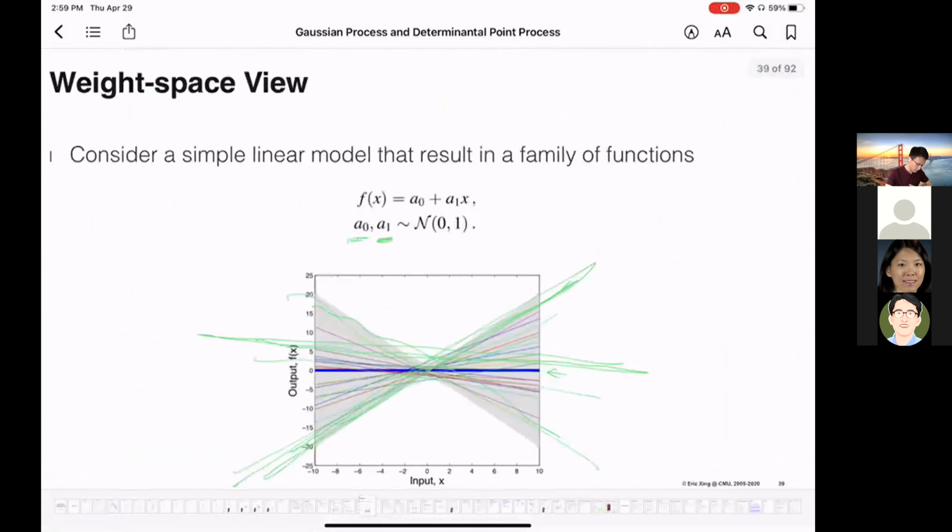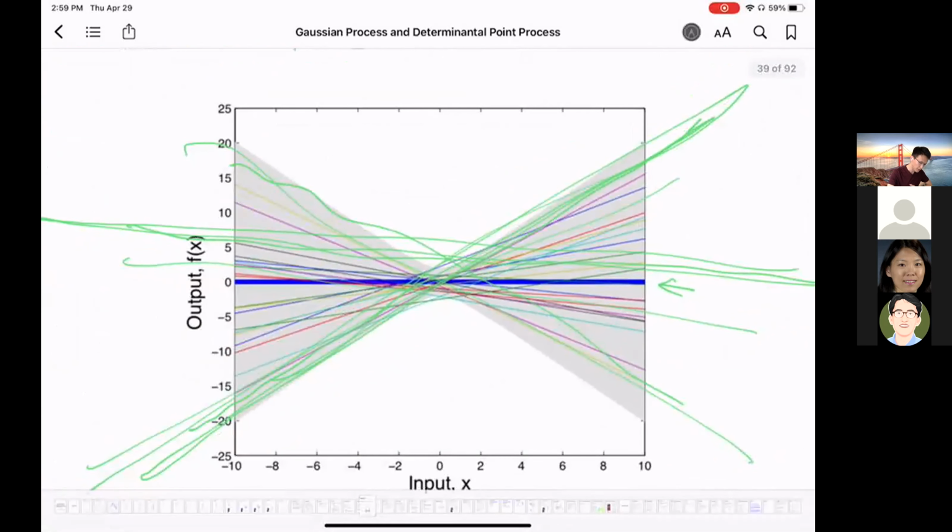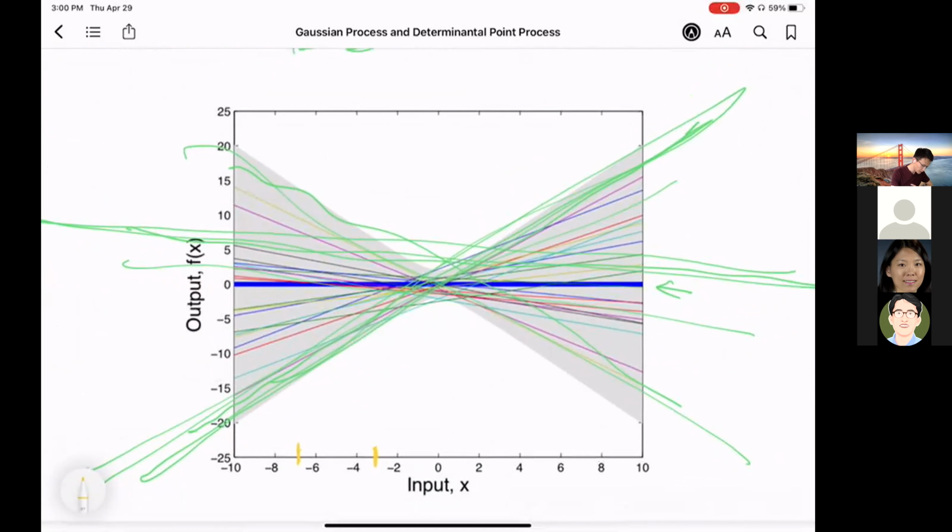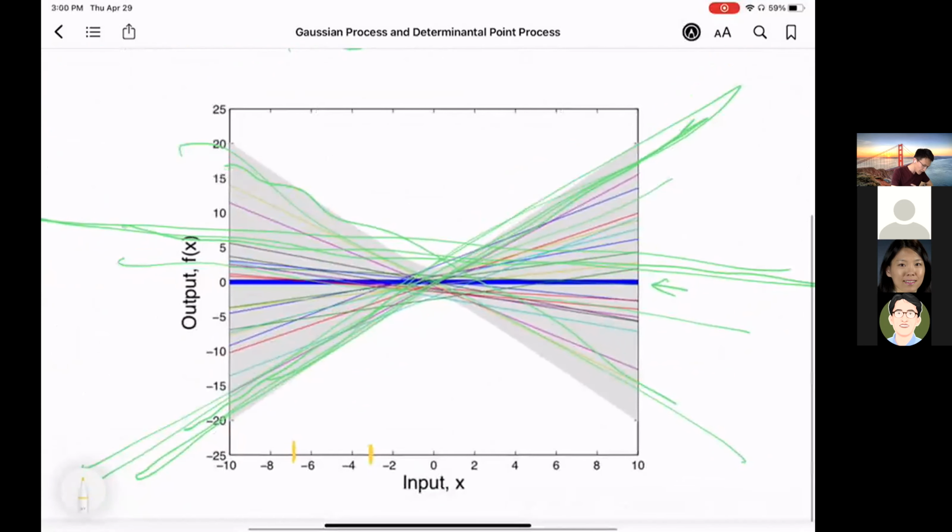So if we go back to this case, it's already a bit messy. Maybe I use a different color. So I can specify 2 points here and here, right? And then I will be able to compute the covariance between the corresponding values. Like if this is x, then f(x) at this point might take these values, and f(x) at this point might take these values, and then these two values are correlated, and I can compute their covariance.